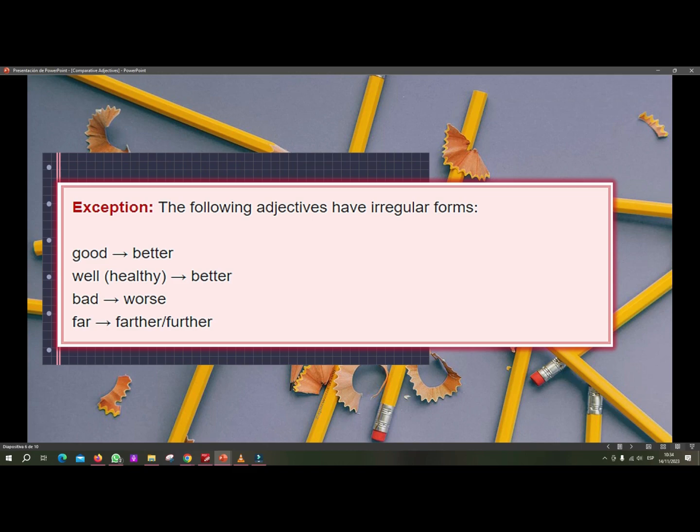Bad, worse. Far, farther or further. There you have two options, right? The spelling is a little bit different, but there is a comparative one.